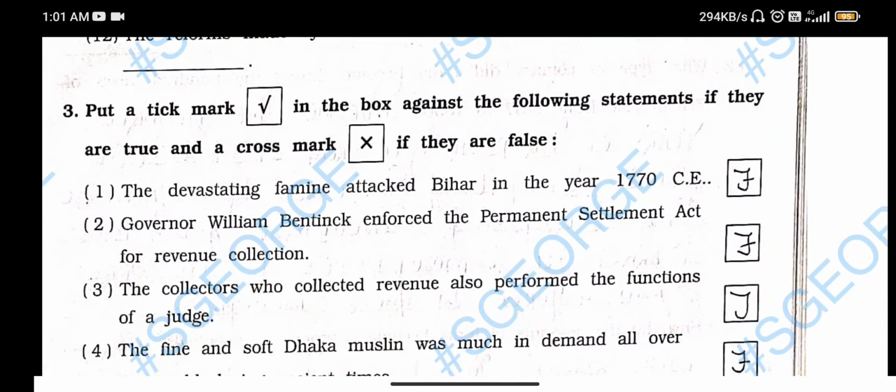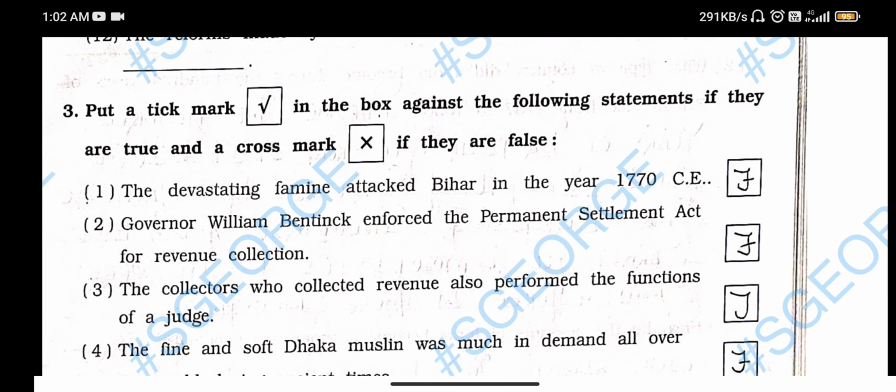Put the tick mark, that is, true or false. The devastating famine attacked Bihar in the year 1770 CE. I told you before that it was not Bihar, that was in Bengal. Many of the students just read 1770 CE and say, oh, it's true. No, don't make that type of mistake. Give your mind 1 or 2 seconds or 10 seconds to recall the answer.